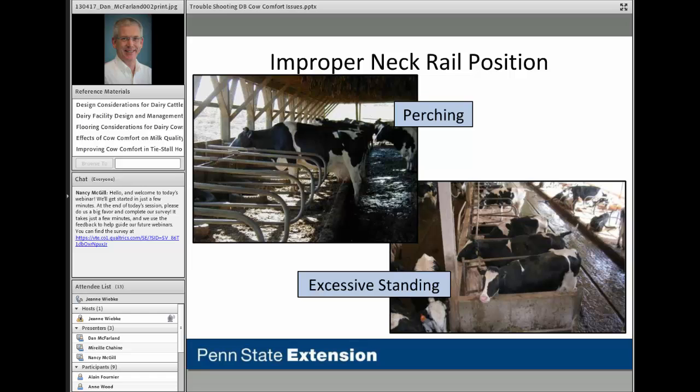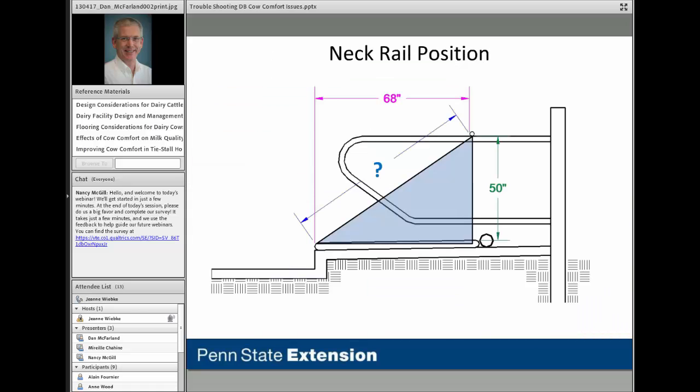One of the common problems with stall structure is neck rail position. Quite often it's put in place to help keep the stall clean. But the actual purpose of the neck rail is to preserve lunge space so the cow can rise easily after she's resting. It allows her to get into the stall. Cows lie down on a stall, they don't crawl into them. And so we want that cow to get all 4 feet on the stall surface and then go into her reclining position. If you see cows perching, excessive cows perching, or standing in the stall with their head above the neck rail, it's usually an indicator that the neck rail is too low or too far back.